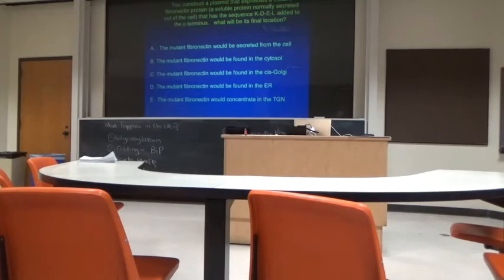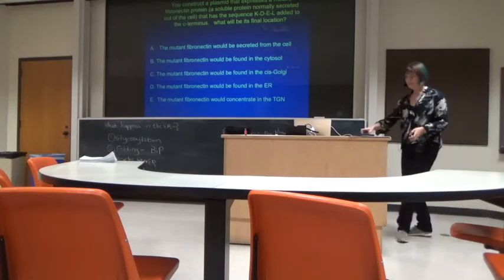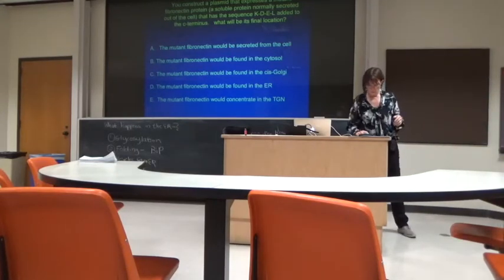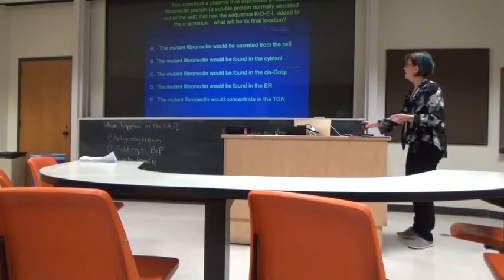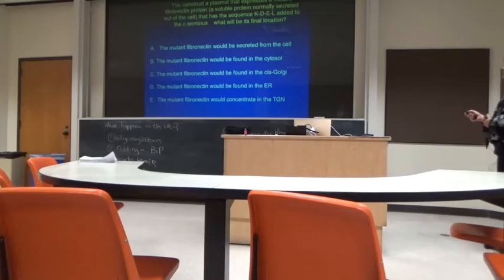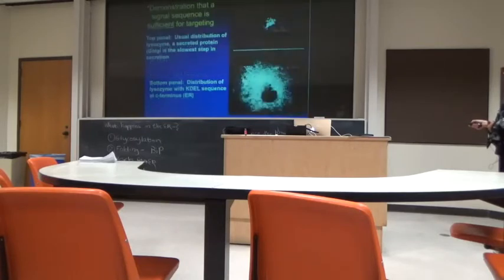But before we look at that experiment, which you all came up with, let's go to another Instapoll question. You construct a plasmid that expresses a mutant fibronectin protein. That's a soluble protein that has KDEL added to the C terminus. Where will be its final location? And the vast majority of you said that if you take fibronectin and add KDEL to the C terminus, it would be found in the ER.